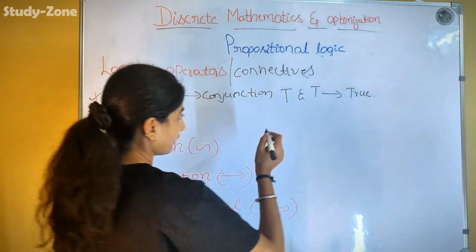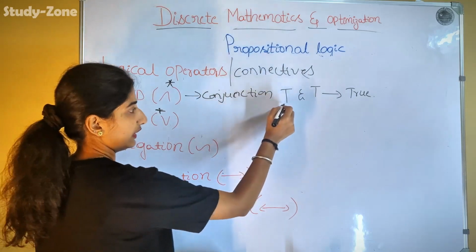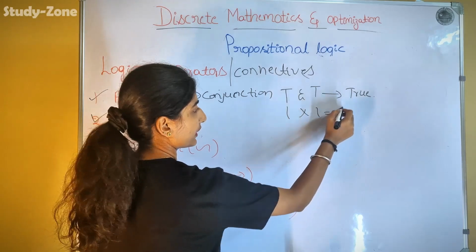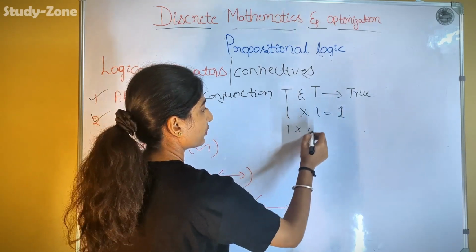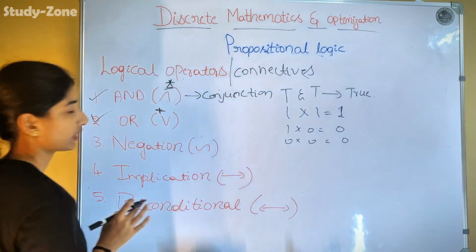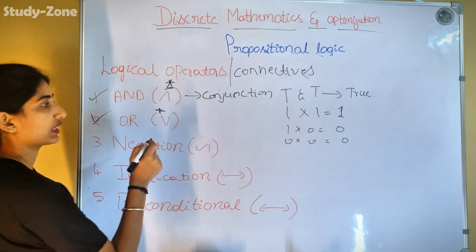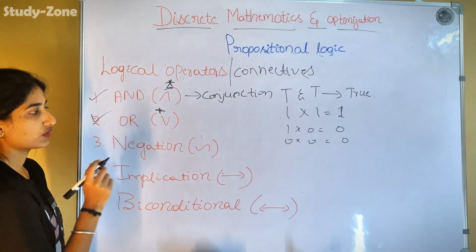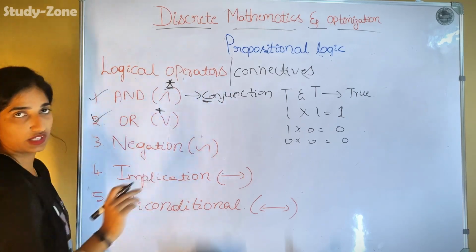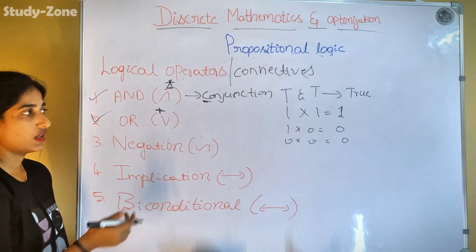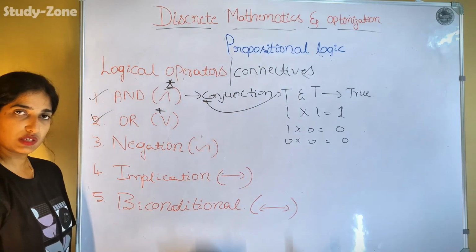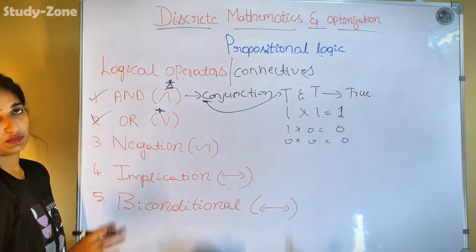Which means, let us take true as 1 and AND means multiplication. What will be the answer? 1. If it is 1 into 0, then it will be 0. 0 into 1, it will be 0, right? So conjunction means multiplication. So how will you remember? Conjunction, C here. So conjunction means multiplication. So in the case of conjunction, only true and true, which means if two statements are true, then only the whole statement can be true.